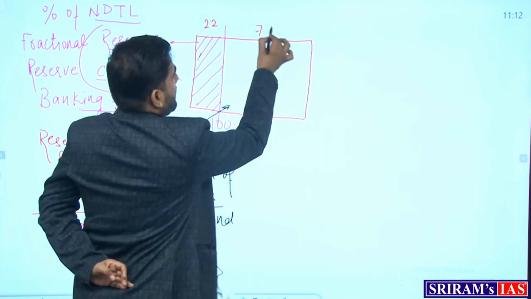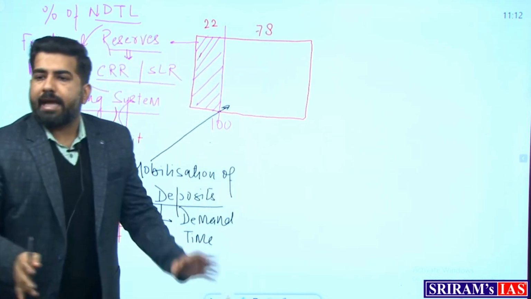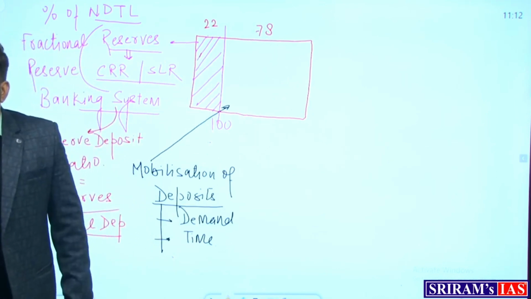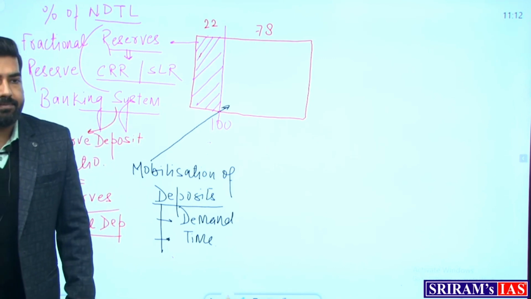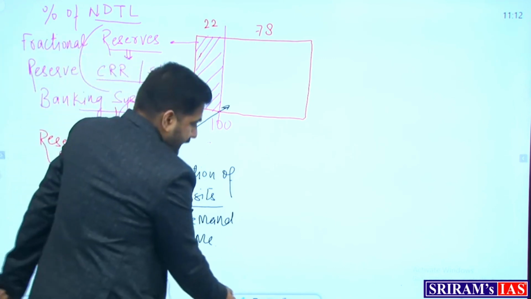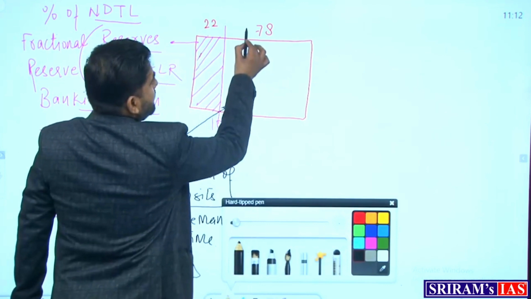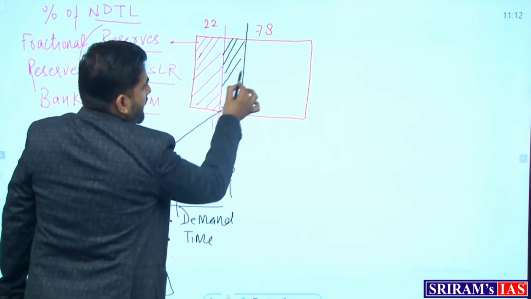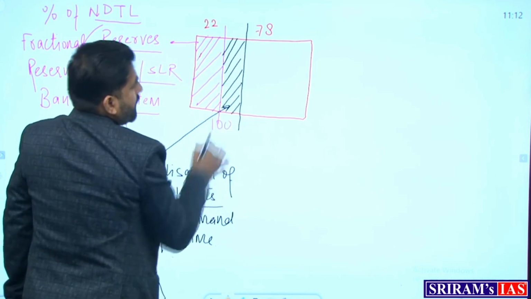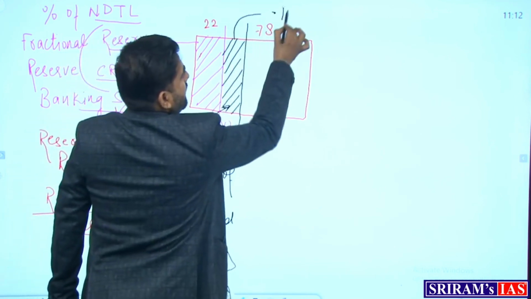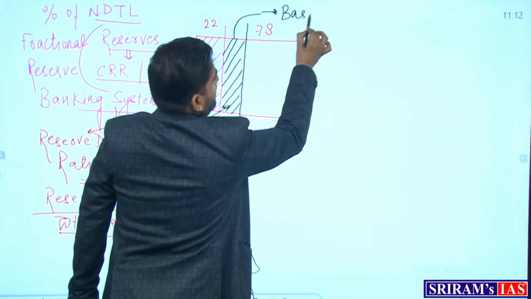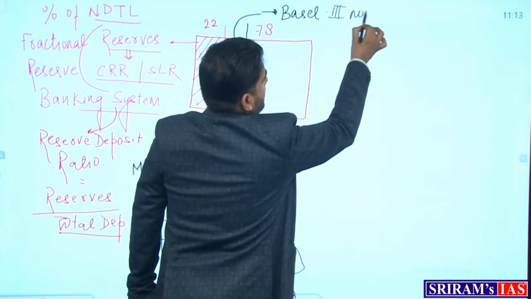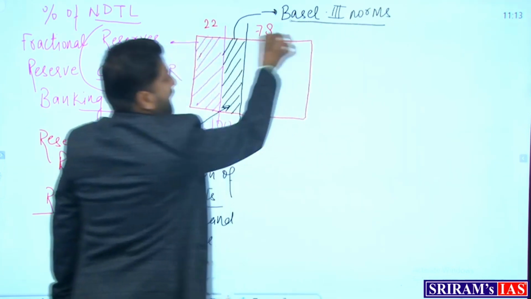So the bank is now left with 78. Now it is not like the bank will lend all the 78 rupees. No. After this, another requirement kicks in. That requirement is called the Basel norms requirement. This is Basel, and now I am just writing, Basel 3 norms requirement.